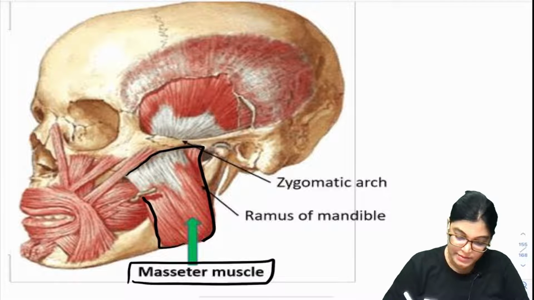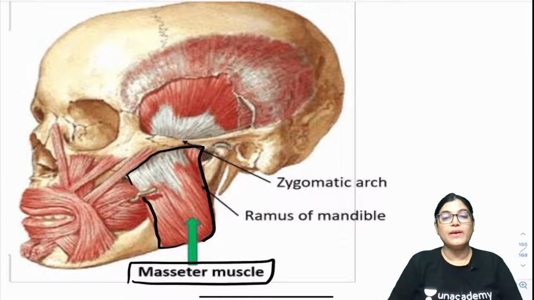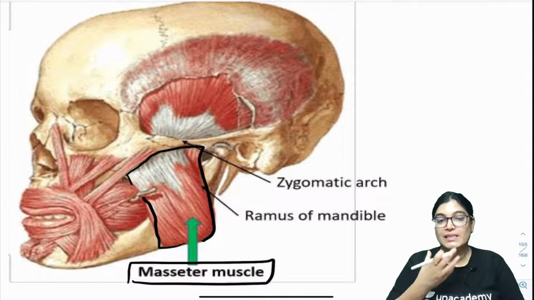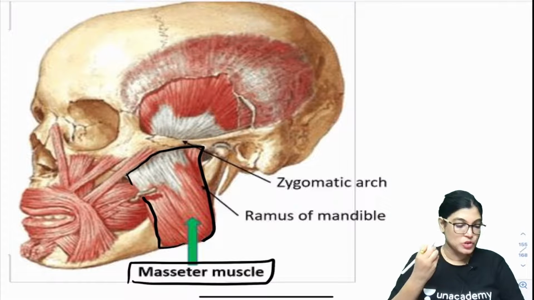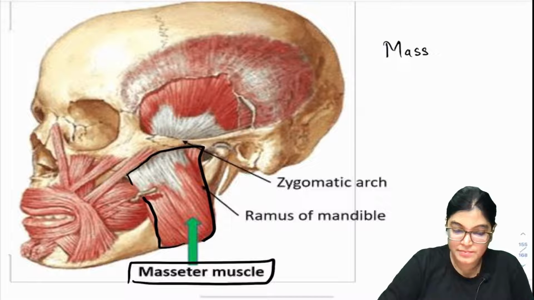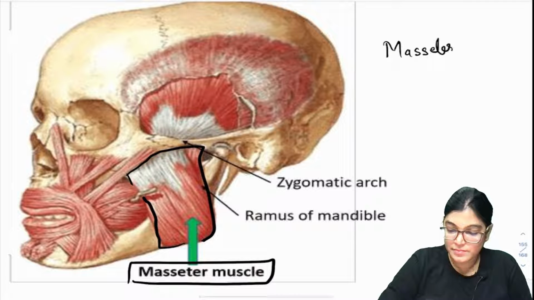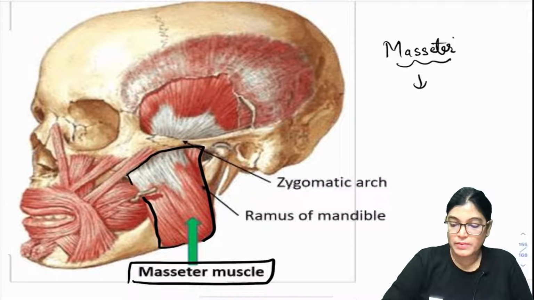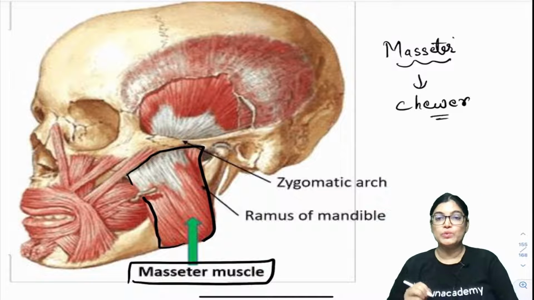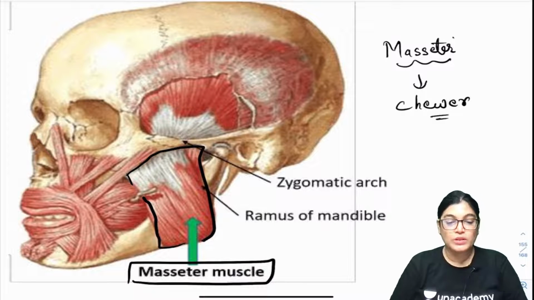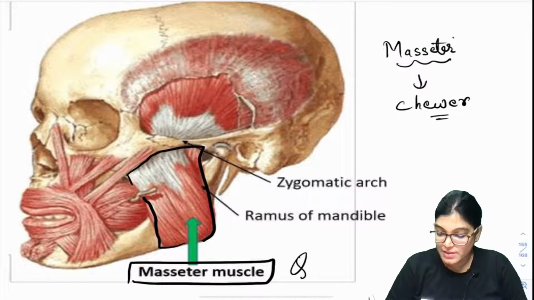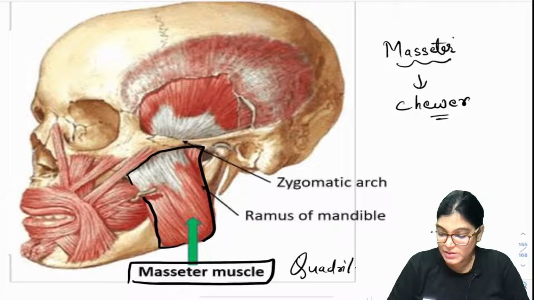See here. What I have outlined is the masseter muscle. The word masseter means chewer. And what you can appreciate is that the whole shape is quadrilateral, which is quite clear here.